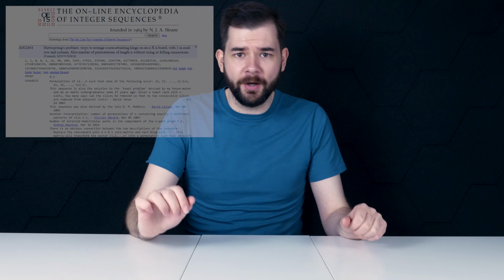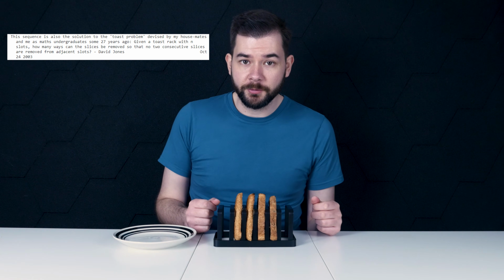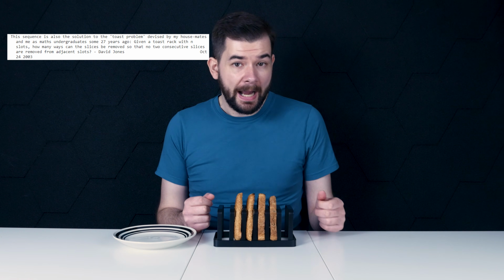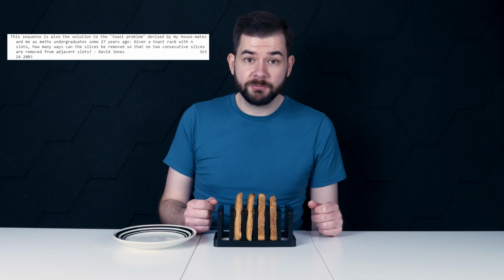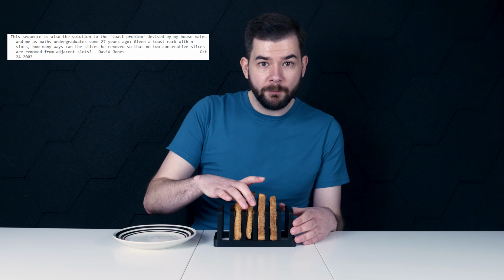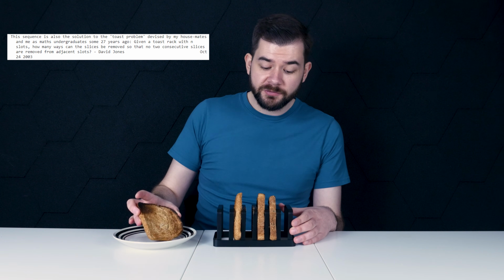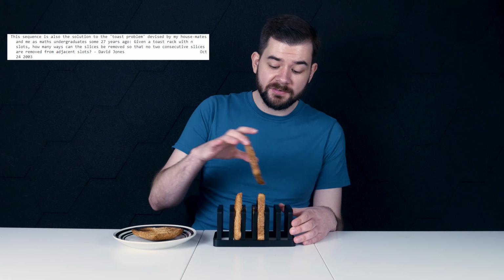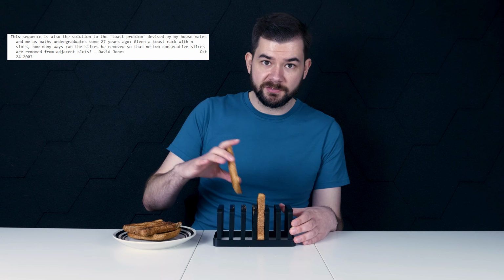So, we have a combinatorial approach based around permutations of the integers from 1 to n, a Hamiltonian graph problem, a chess problem, and also a toast problem? This might be my favourite comment that I've ever read in the OEIS. This sequence is also the solution to the toast problem, devised by my housemates and me as maths undergraduates some 27 years ago. Given a toast rack with n slots, how many ways can the slices be removed so that no two consecutive slices are removed from adjacent slots?